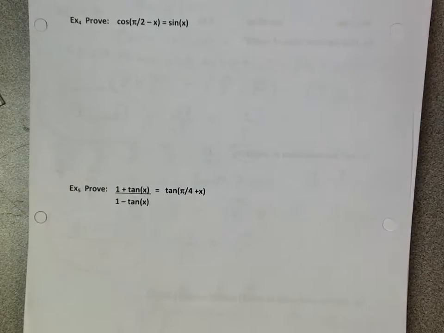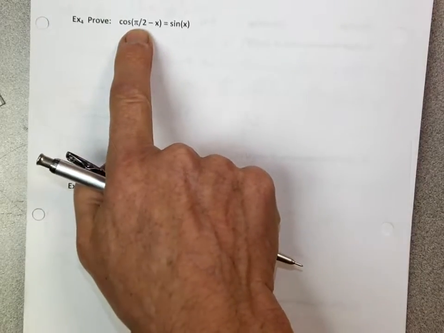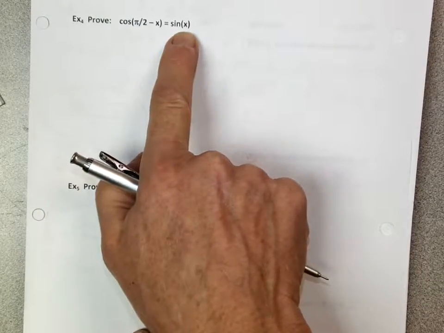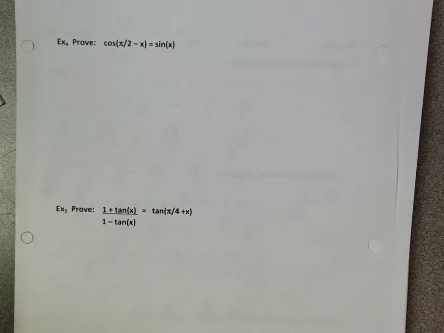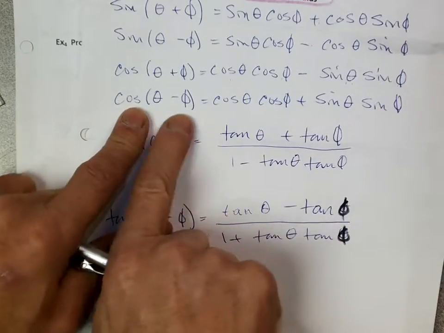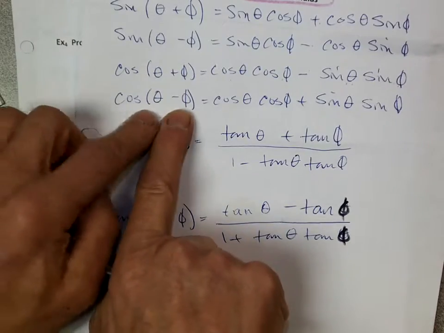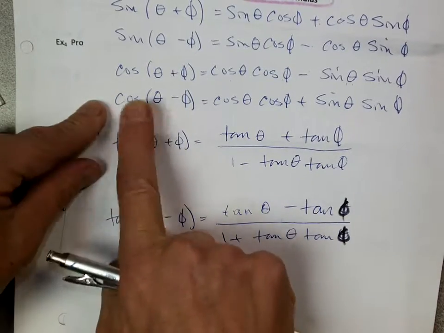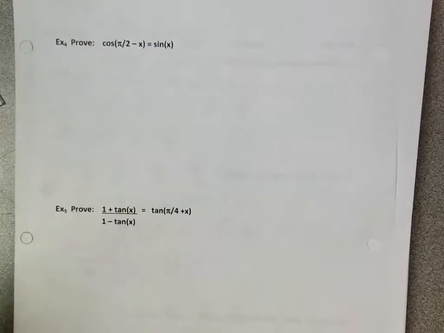All right, so now we want to prove that cosine of pi halves minus x is equal to sine of x. That's one of our identities. And the way we're going to prove it is using this formula right here. Instead of theta plus phi, I'm going to have pi halves minus x, an angle minus an angle, so I'm going to use this one right here. Go ahead and get that so you can see it.